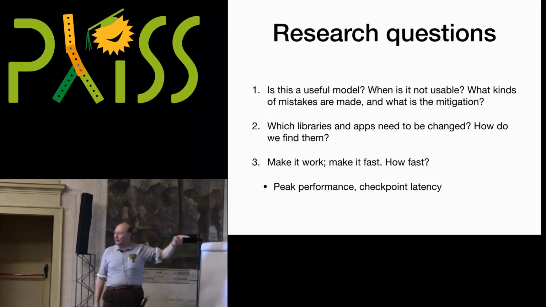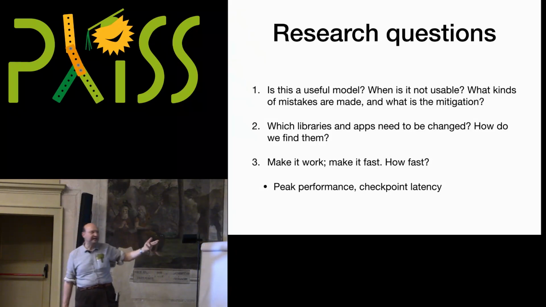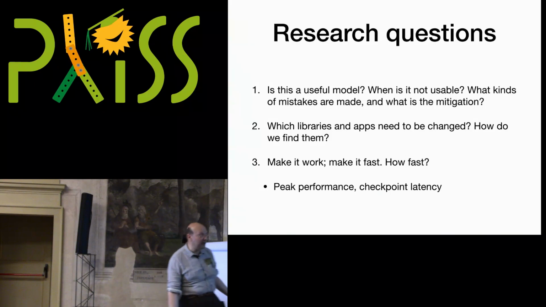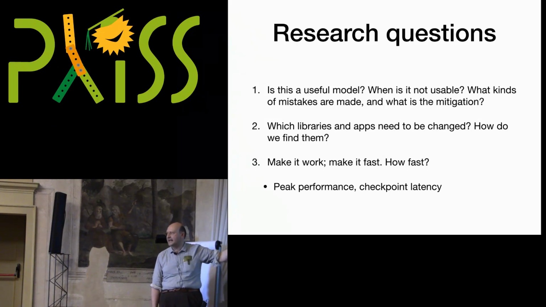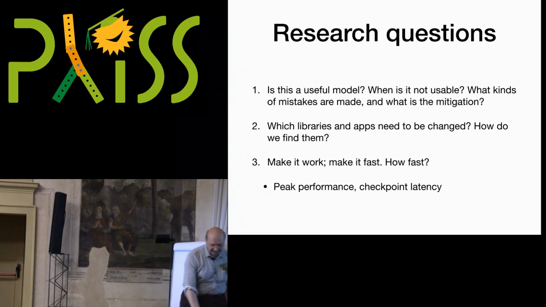Okay. What things do we need to change to make this work? How do we find what we need to change? And then there's the nitty-gritty of, you know, you have to make it work, you have to make it fast. How fast can you make it? How can you make it faster than that? What's the peak performance? How much have you lost? What's the latency of the checkpoints? All that stuff. And so the plan is to do all of this work within GraalVM in the native image version, because the heap is something that is relatively easy to change in that implementation compared to some other VMs.